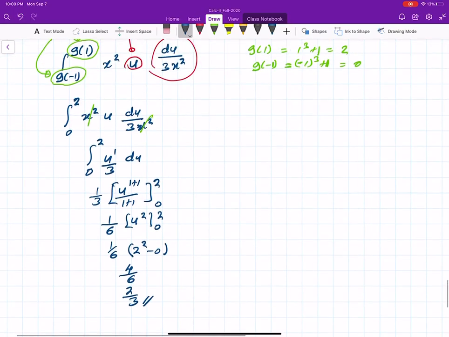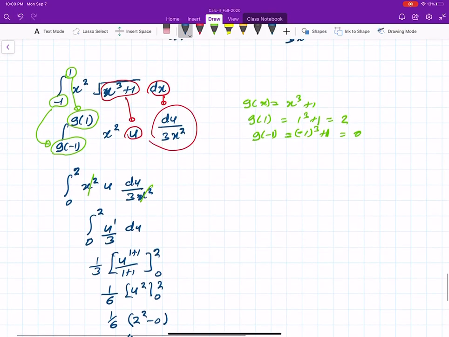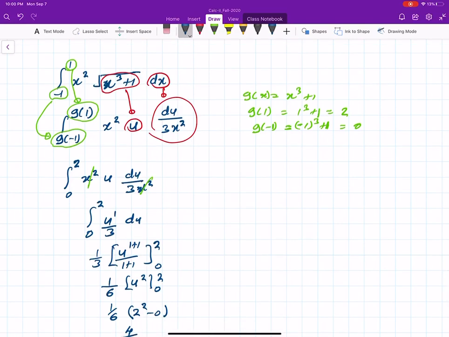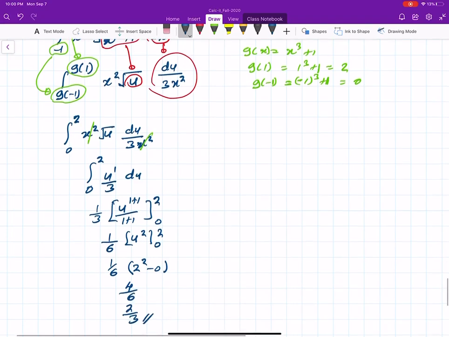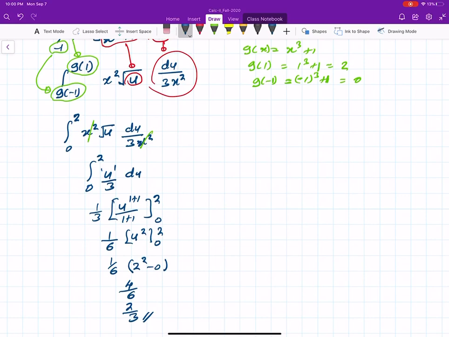Give me a second. I made a small mistake here. The mistake is actually I forgot to include this square root sign. You are just substituting u for that part, but you should not forget the square root sign. That square root sign is over here.